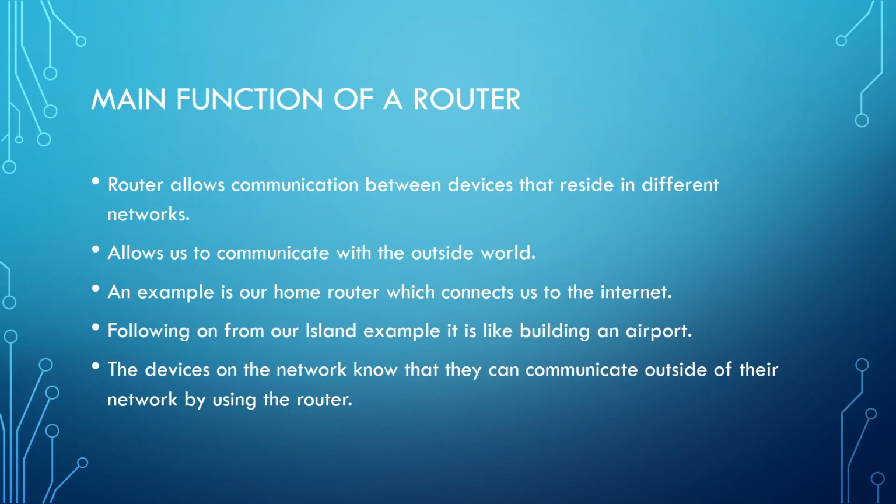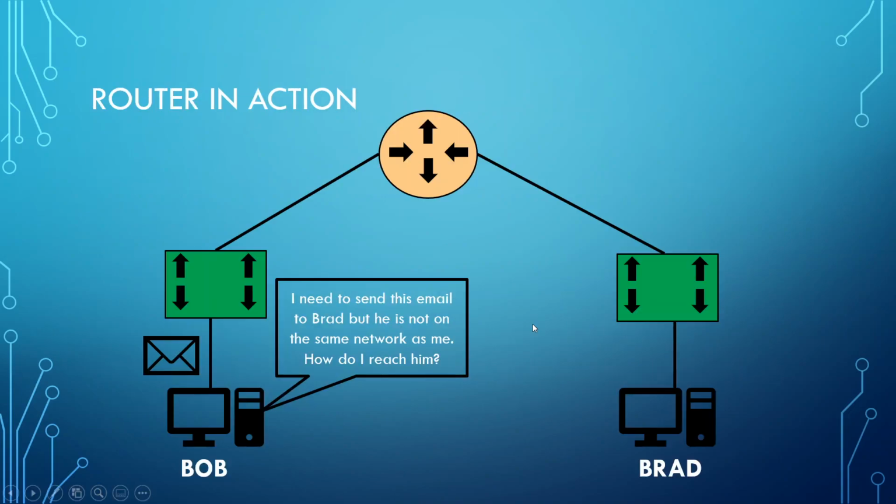The devices on the network know that they can communicate outside of their network by using the router. There are some settings that we configure on our devices, computers, laptops, etc., which tell them that if the device you want to communicate with doesn't reside on your network, then you can use your router to communicate with those devices. Okay, so let's have a look at the router in action.